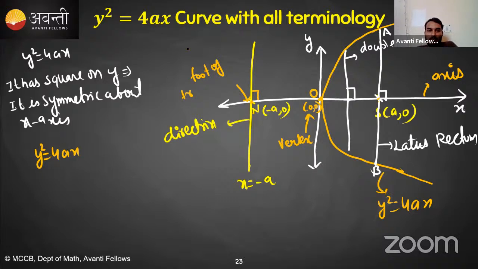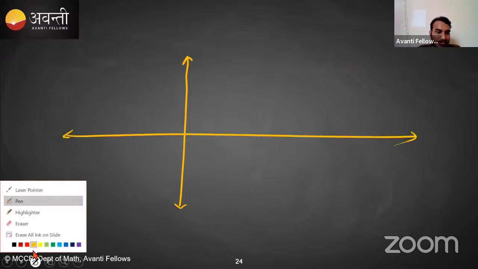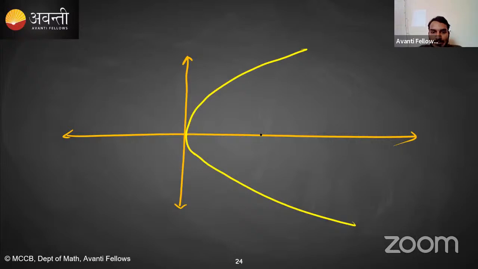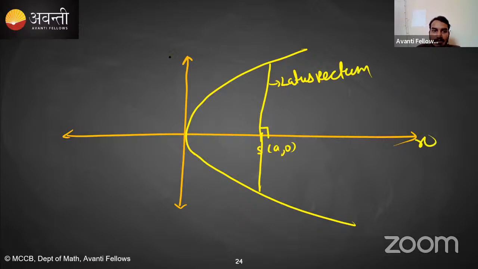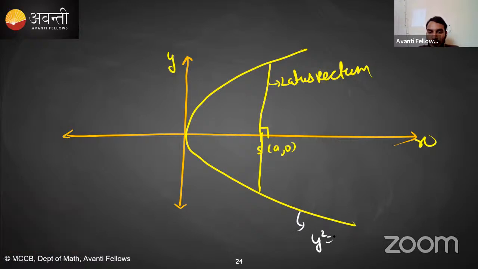Secondly, ये क्या है, y square equal to 4ax, yes or no? Okay, तो अब यहाँ पे दोबारा देखो, this is y square equal to 4ax. Okay, so this is a, 0, right? So this is a, this is perpendicular. Okay, so this is latus rectum. Clear? This is x-axis, this is y-axis, and this curve is y square equal to 4ax.